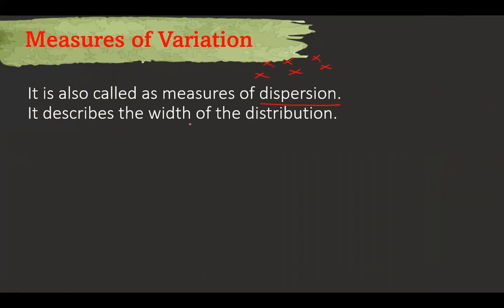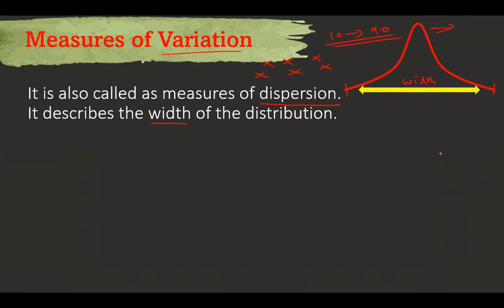Now, it describes the width of the distribution. How? I'm going to show it in the diagram here. This is called a curve, and this is a distribution. It ranges from here to here, so this is the width. My measures of variation will talk about the width of the distribution. From the previous example, I can take it from 10 to 90. That's the width I'm going to have. Like this, it shows the width of the distribution.